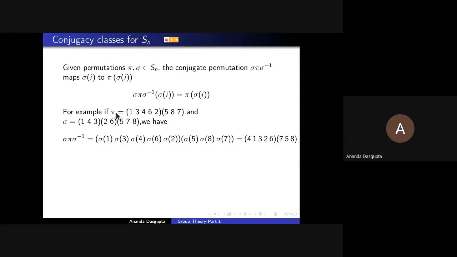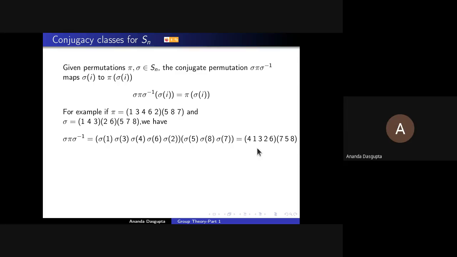Something is identical between pi and sigma pi sigma inverse, which is? They are basically both same, just rearranged. No, they are not the same. That's not really true. This one takes 1 to 3, okay? And 3 to 4, 4 to 6. Are you saying this is exactly the same? Might even be by chance, but I'm not really sure.